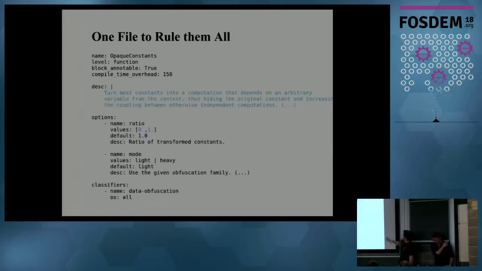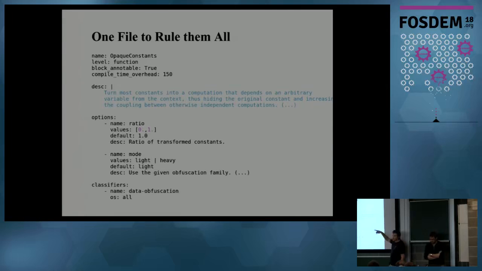We have one file. This file is located in the same directory as the pass, and it describes a lot of things about the pass. So it's not like Doxygen, which tries to document things. From that, we will generate various pieces of information that will be used either by the C++ code or by the documentation so that everything is consistent. So the level is like module pass, function pass, basic block pass. Block annotatable means can you use it as a pragma on just an instruction or a block of instruction, even if it's a function pass.